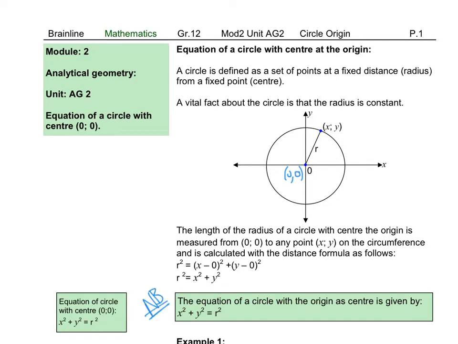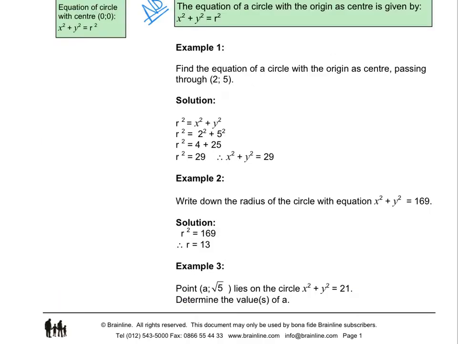It is important to know the standard equation of a circle with the origin as center. So you have to study this formula. x squared plus y squared is equal to r squared. We can now look at example 1.